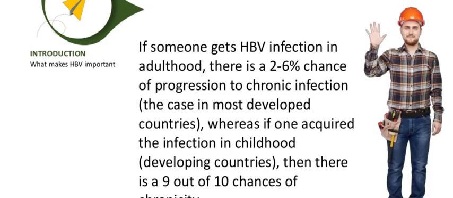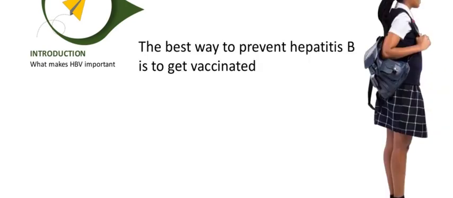Now, if someone gets hepatitis B viral infection in adulthood, there is a 5% chance of progression to the complications. That is only good news for the developed countries. Of course, not good news for the person affected, but on the big picture, those living in developed countries do not often have this progression as much as those living in developing countries. If you acquire this infection as a child, which is the case in developing countries, then there is about a 95% chance of chronic progression.